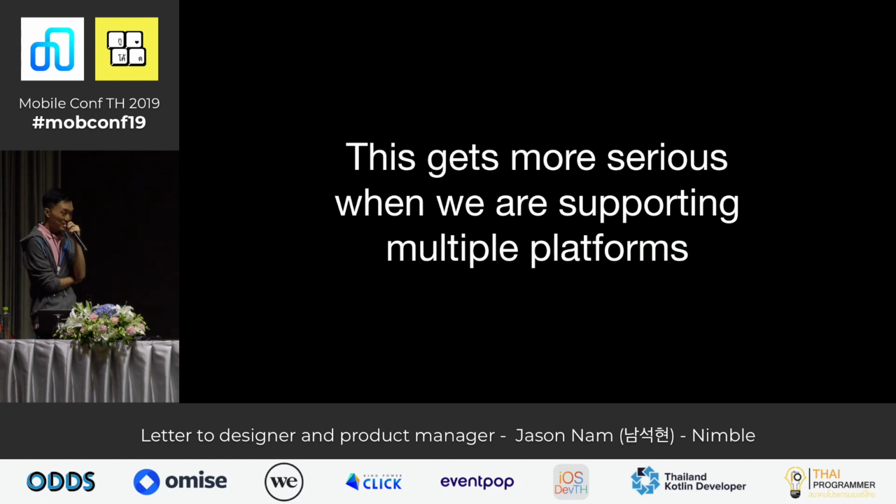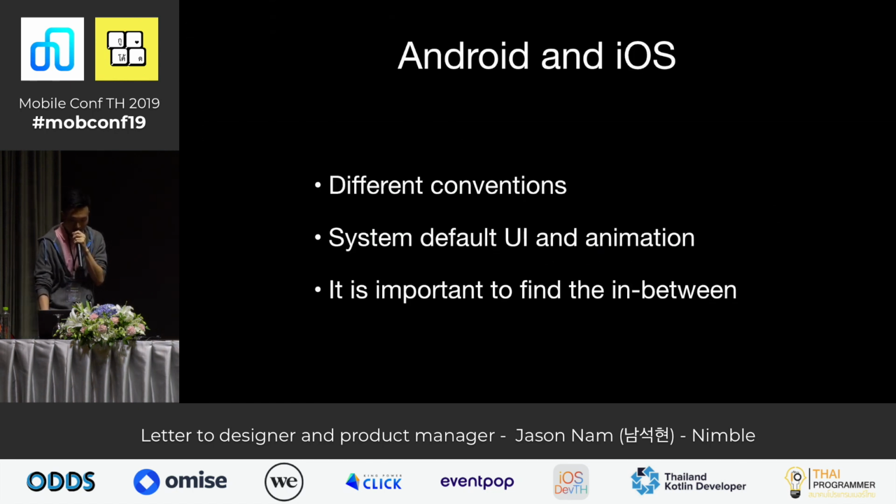These things got more serious when we need to support multiple platforms like iOS and Android at the same time. We want to make it look the same. We want to make the animation and behavior, we want to implement those in the same way. Then there should be some single place where they are defined. Because Android and iOS have different conventions, and system default UI and animations are different, it is really important to find the in-between where we can implement an animation or transition in the same way on both Android and iOS platforms.